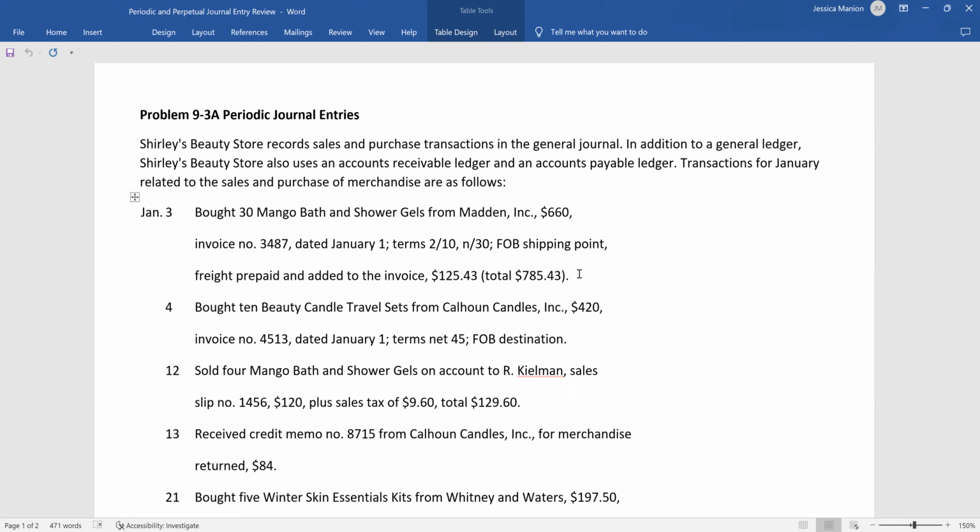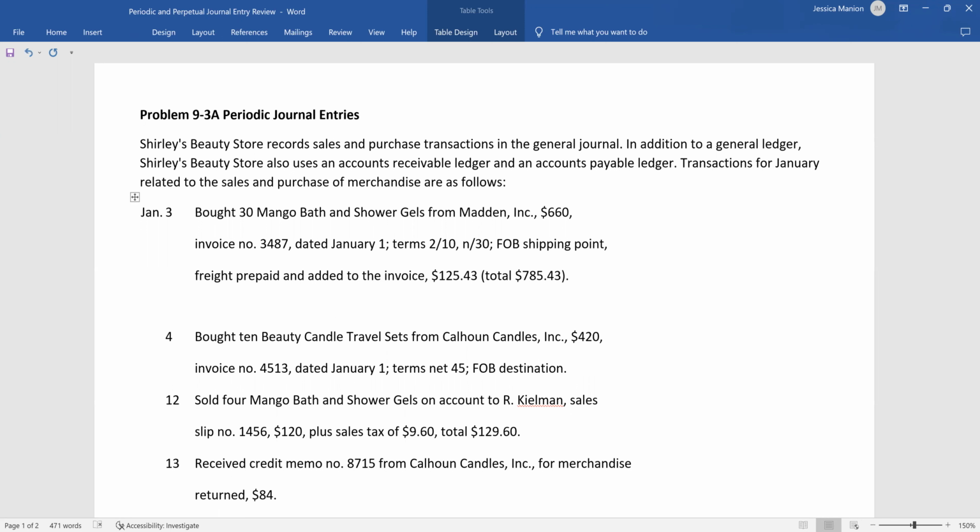Again, we're going to do the journal entries because those are our problems on the test, and that's what we want to get practice with. So January 3rd, we bought 30 mango bath and shower gels from Madden Inc. for $660. Invoice 3487, dated January 1, terms 2/10, n/30. FOB shipping point, freight was prepaid and added to the invoice, $125.40. So the total invoice that we owe is $785.43.